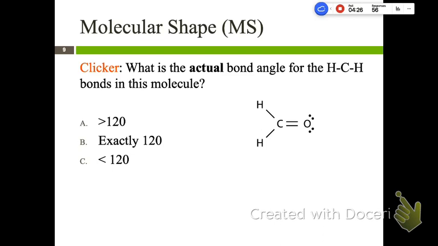So you have twice the number of electrons between these two atoms as you do between these. So this is going to be a higher density of electrons, which is going to push both of these in a little bit. So that means that bond angle is going to end up being less than 120.